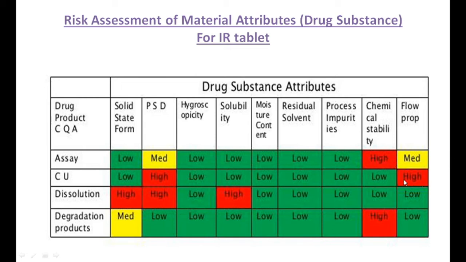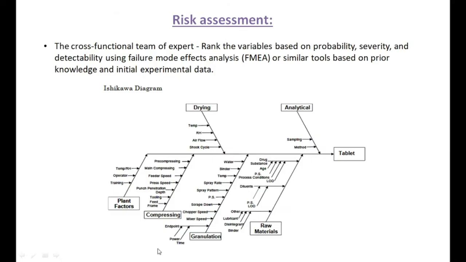So we can say when flow property is poor, uneven distribution of the API throughout the bulk is responsible for the poor content uniformity. Risk assessment involves a cross-functional team of experts, and they can together rank the different variables associated with the formulation and process based on probability, severity and detectability, using any of the risk assessment tools. One is FMEA, that is called failure mode effect analysis, or any other similar tools can be used, and an Ishikawa diagram, which is called a fishbone diagram, can be designed.